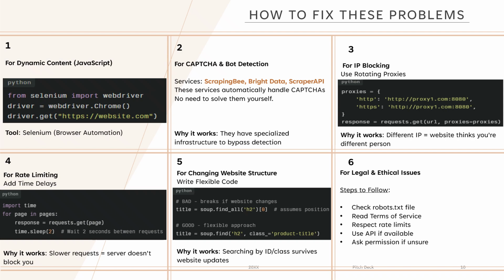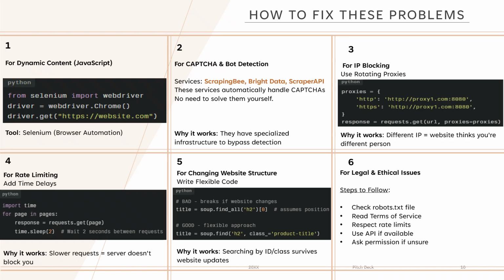For JavaScript content, use Selenium instead of requests. It opens a real browser and waits for content to load. For CAPTCHA, use cloud services like ScrapingBee or Bright Data. They have specialized infrastructure to bypass these challenges. For IP blocking and rate limiting, add delays between requests and use rotating proxies. This has been shown in the code.